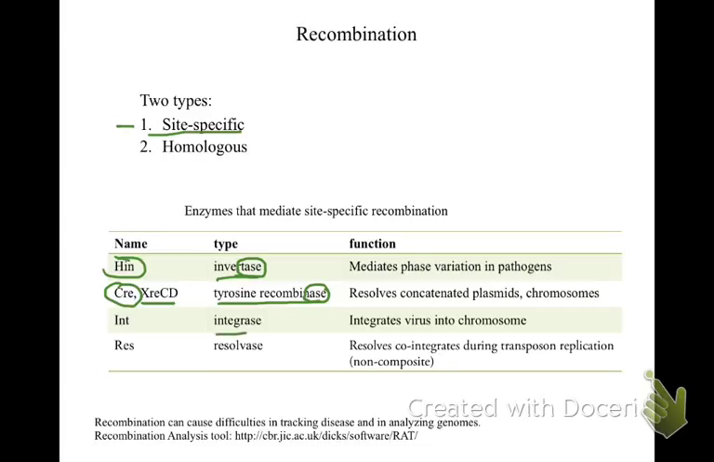There's an integrase. We will not talk about integrases, but you need to know that integrases are often used by viruses to integrate viral DNA at a specific site into a chromosome. And then finally, resolvases. We've also looked at resolvases, and res is the example that should be familiar to you.